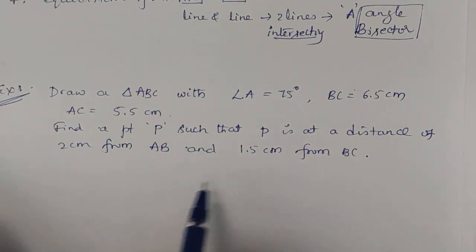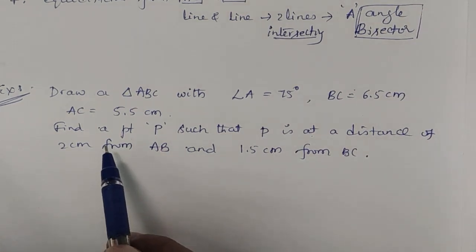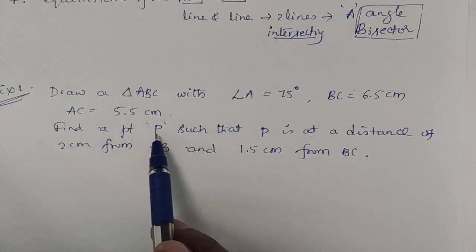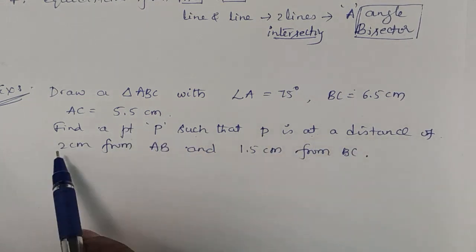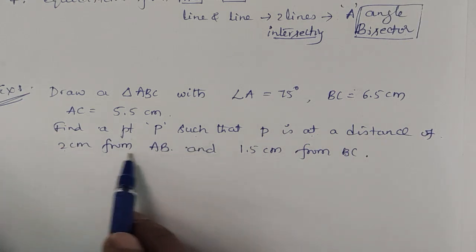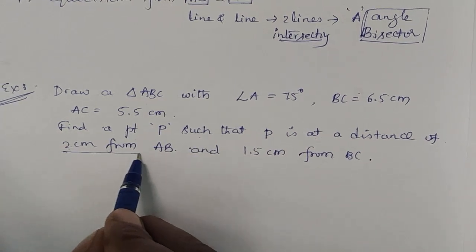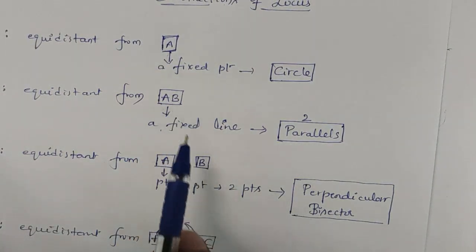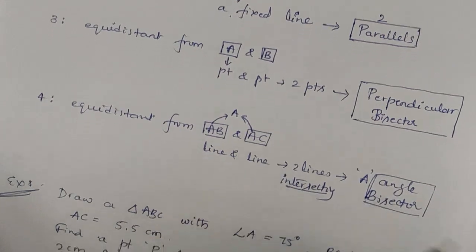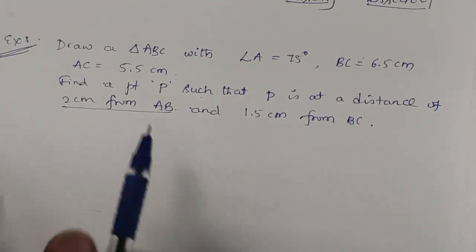So these two are the conditions. Usually they ask two conditions in the loci chapter. Find a point P. How to find it? Such that P is at a distance of 2 centimeters from AB. This line is very important. In the conditions, as I already told you, first focus on whether a single point is given, a single line is given, two points are given, or two lines are given. That is the very important point to be noted here.